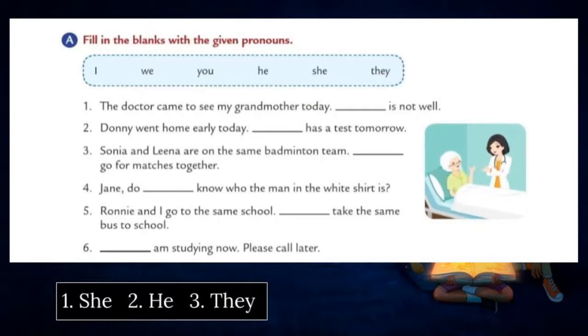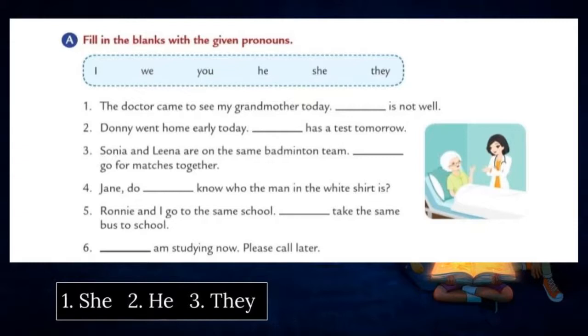Let's move to the second one. Donny went home early today. Dash has a test tomorrow. Here, Donny. We know that Donny is a boy. So what is the pronoun we should use for boys? It means males. Yes, you're right. He. And one more thing, Donny is a third person singular. So Donny went home early today. He has a test tomorrow.